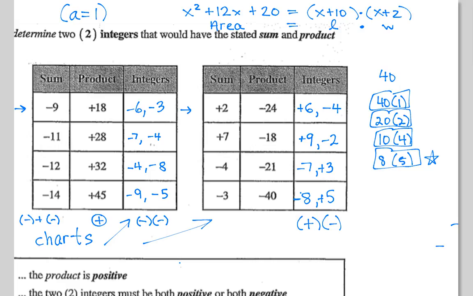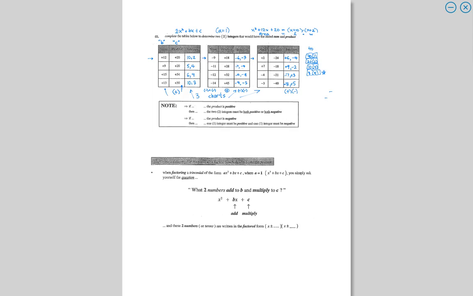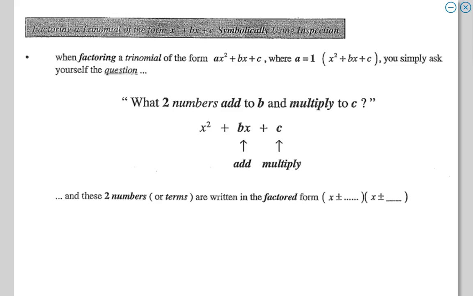Okay? So what I did on the right here, that's what you do if you're stuck. I can't think of the numbers. Okay, what are all the factors of 40? List them, and then it's got to be one of them, and then I can pick. All right, this is beautiful.